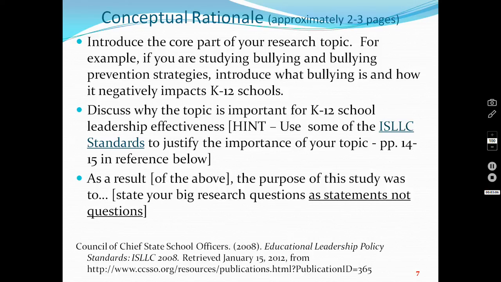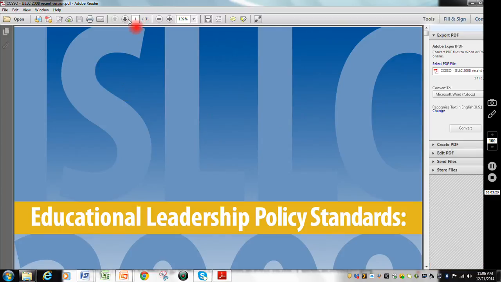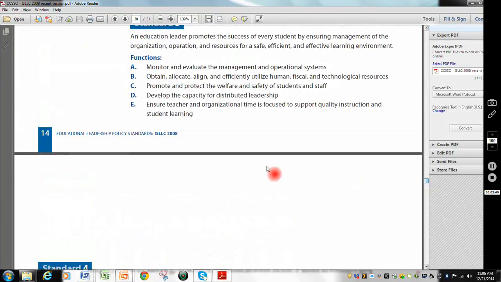The second part of the conceptual rationale, you're going to want to discuss why this topic is important for K through 12 school leaders. And use the ISLLC standards. If you notice in the course PowerPoint, I have a link here. It says ISLLC standards, that's Interstate School Leader Licensure Consortium Standards. If you click on that, the ISLLC standard document will come up, and on the top, type in page 20 and hit enter. Even though it's on page 20 in the PDF, it's really on page 14 if you look on the bottom. So when you cite this, you're citing pages 14 and 15.